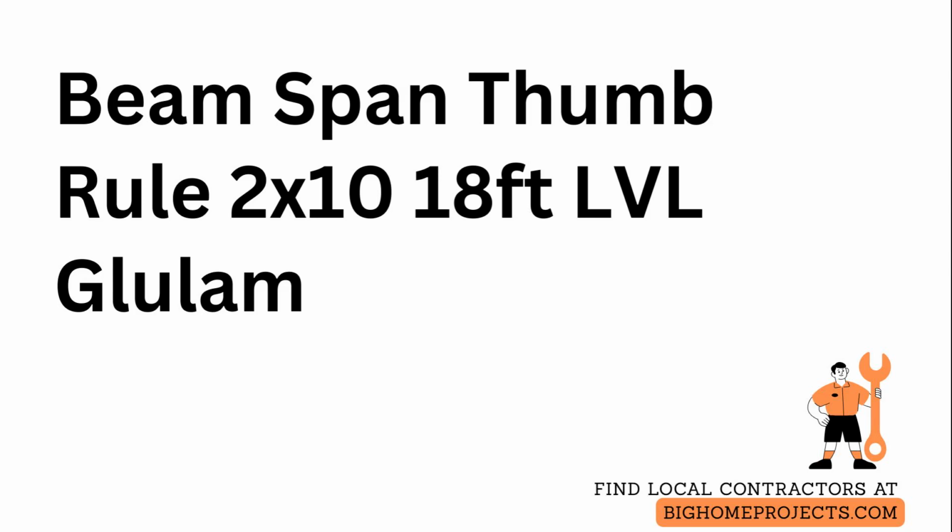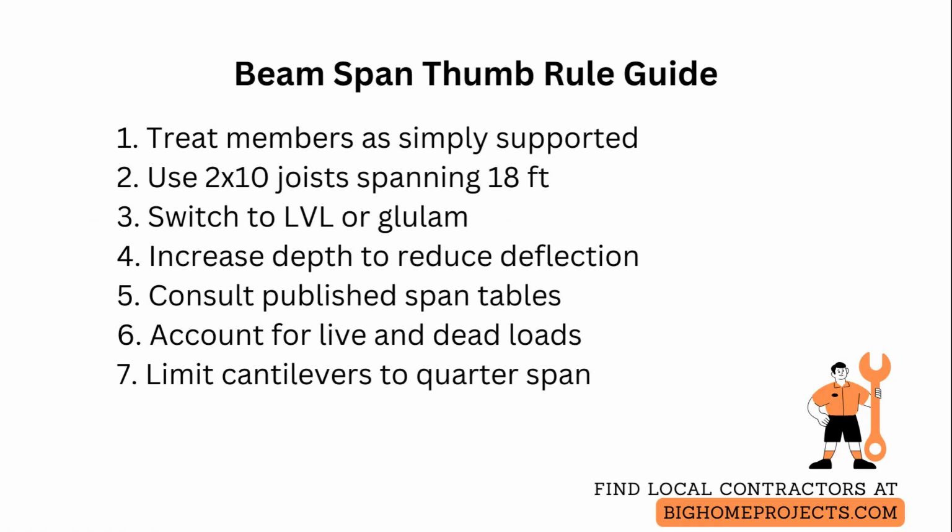For quick framing estimates, use the beam span thumb rule to size beams so deflection stays acceptable during construction. Start by treating joists and beams as simply supported members and follow common thumb rules such as 2 by 10 joists, spanning about 18 feet when spaced 16 inches on center for typical residential loads. For runs longer than that, plan to switch from solid sawn lumber to laminated veneer lumber or glued laminated timber, which provide much higher stiffness and uniform strength.